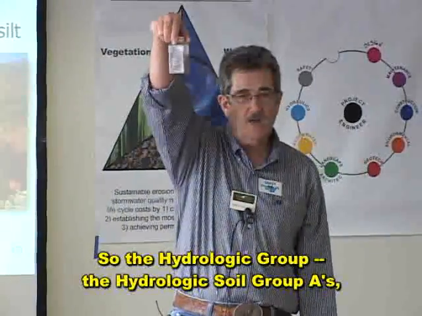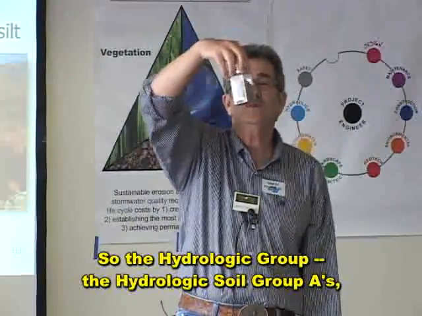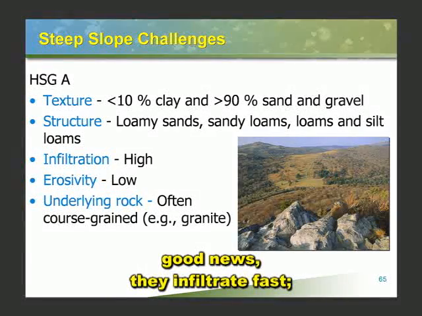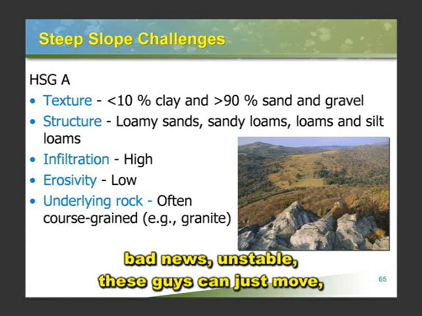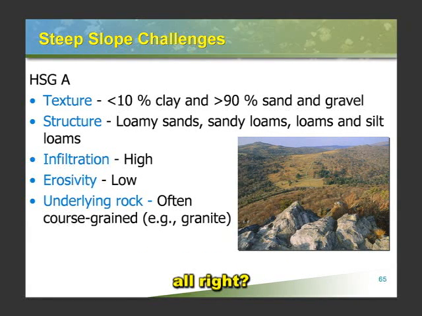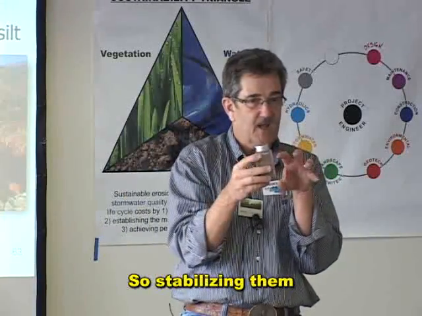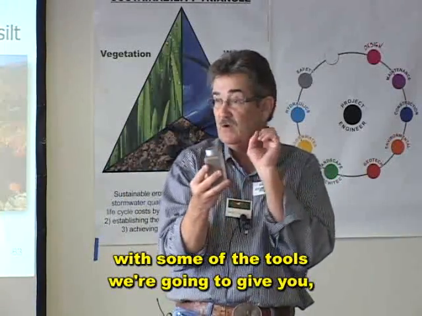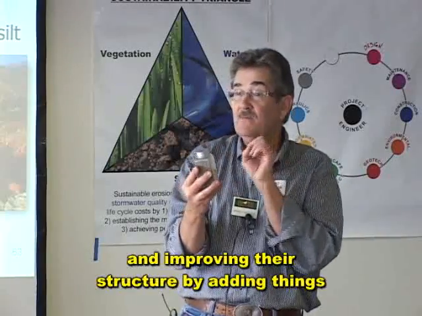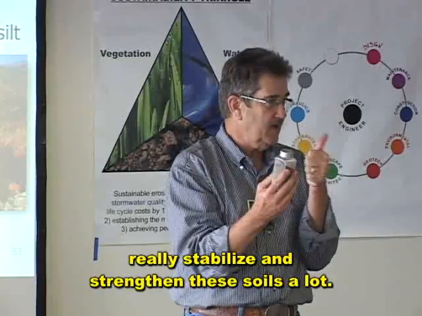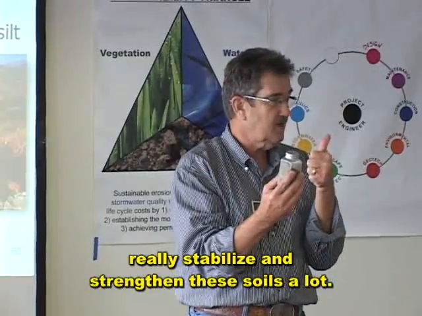So the hydrologic soil group A's. Good news, they infiltrate fast. Bad news, unstable. These guys can just move. All right? There's no cohesiveness to them, so they will move. So stabilizing them with some of the tools we're going to give you, vegetating these, and improving their structure by adding things like compost and roots really stabilize and strengthen these soils a lot.